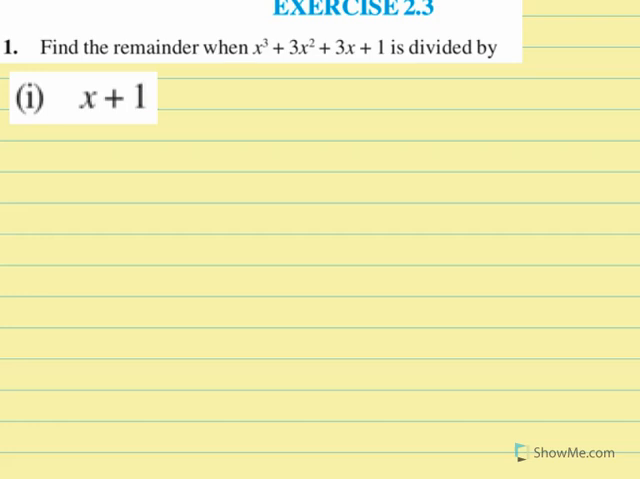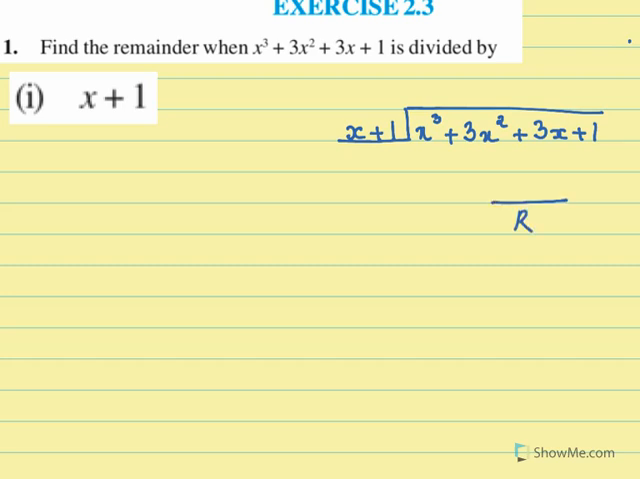Find the remainder when x cubed plus 3x squared plus 3x plus 1 is divided by x plus 1. So this is the division. We have got to do the long division and then find the remainder. Here we are going to learn an easier method called the remainder theorem, which helps us to find the remainder without doing the long division.